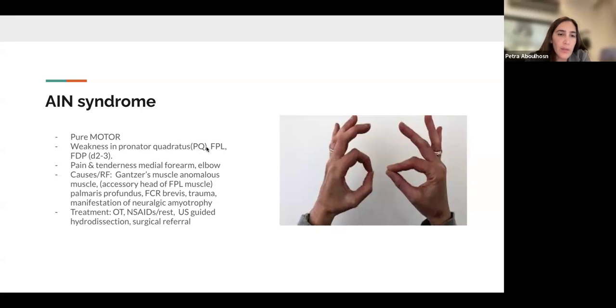Causes of that, some people have a Gantzer muscle, an accessory muscle, which is an accessory head of the FPL. Any trauma, it could be a manifestation of neuralgic amyotrophy, which is Parsonage-Turner syndrome. Treatment of that would be the same: pain management, occupational therapy, trial of ultrasound-guided hydrodissection, and surgical referral if no improvement. Again, no sensory deficits in this because it's a pure motor nerve.